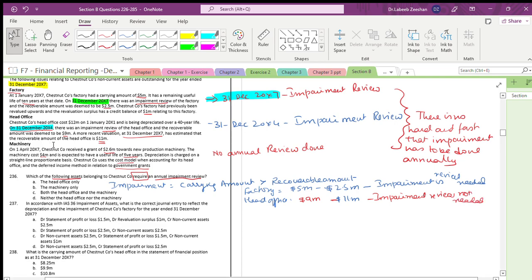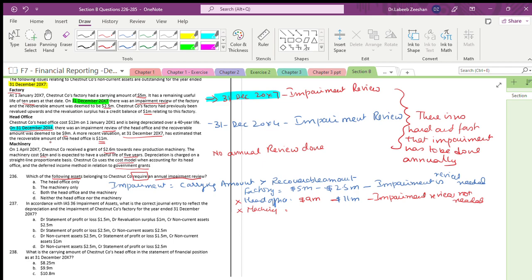Whereas machinery, what is the received grant? They have the machinery, depreciation is charged on it. For machinery, I don't think we need any impairment. Means what? The impairment review is not needed for the head office. The impairment review is not needed for the machinery.